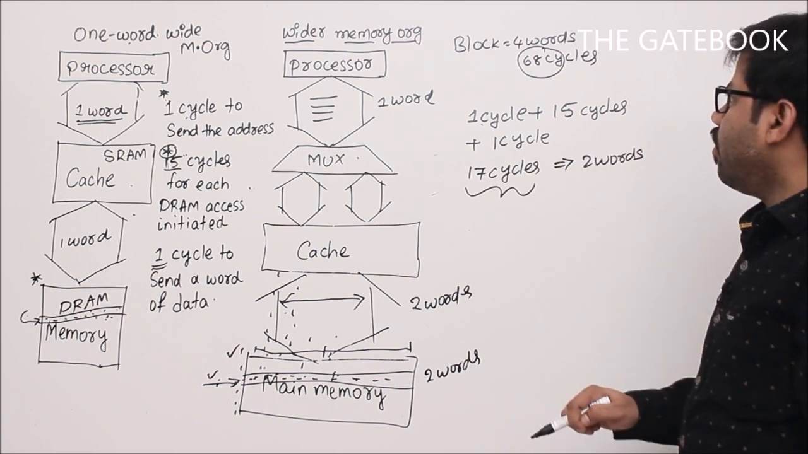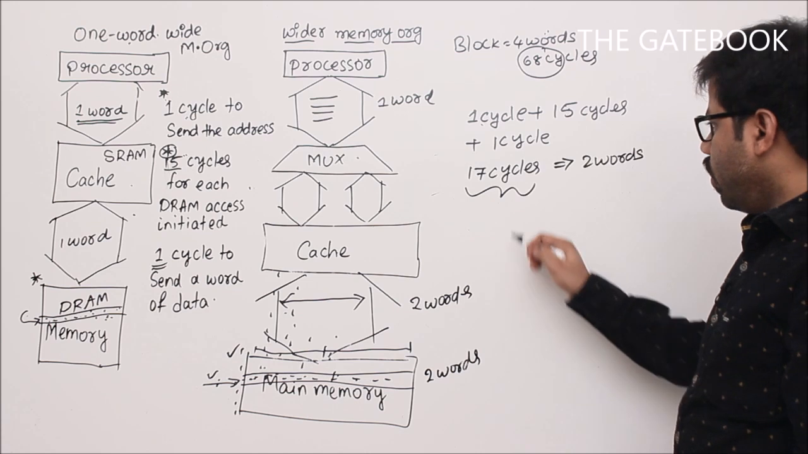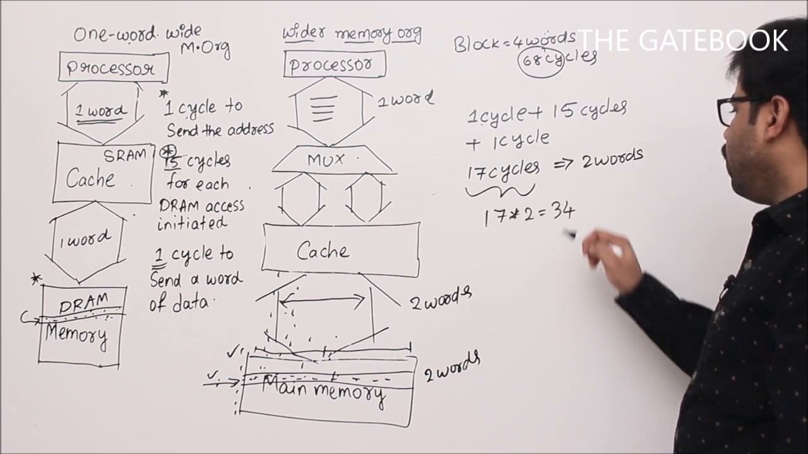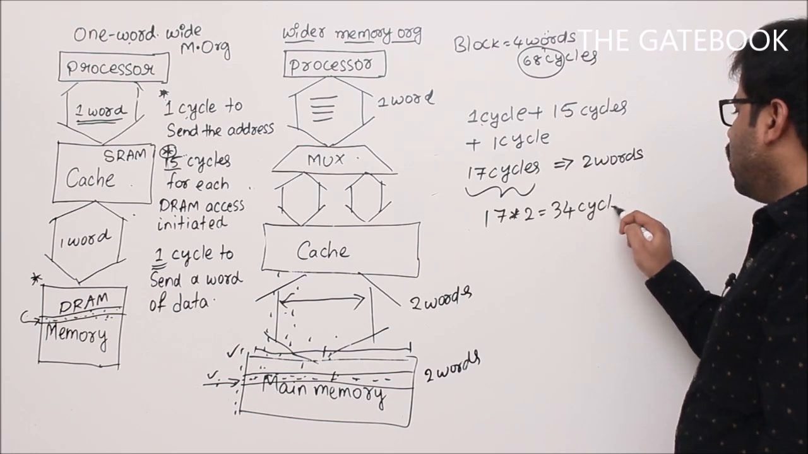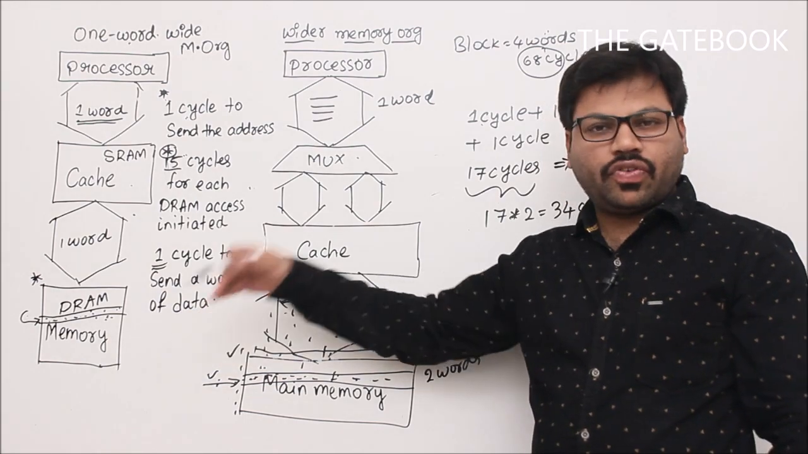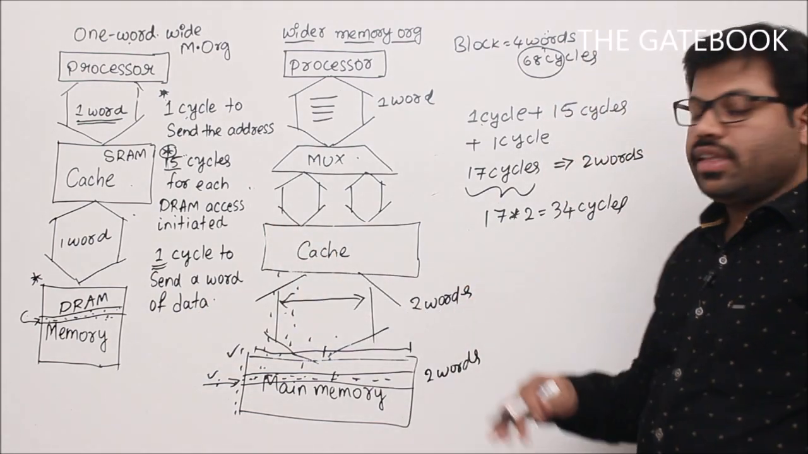But how many words we have? 4 words. To get 4 words, we require 17 into 2. That means 34 cycles. Understand? So 2 times we have to do the same stuff, but here 4 times we have to do, that's why it is 68, it is now only 34.